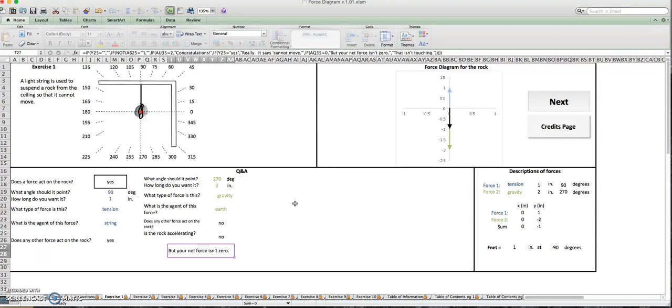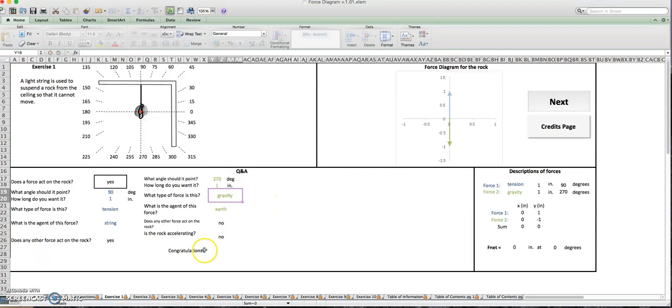And it says now, but your net force is at 0. So you can notice over here the black arrow is not 0, and I have to adjust this to make it 0. And notice my sum is too much in the negative direction. So if I change this to 1 here, now it's right. Congratulations, I can go on to the next problem.